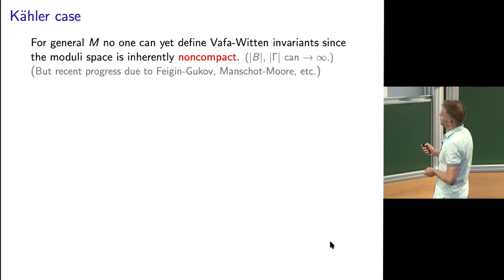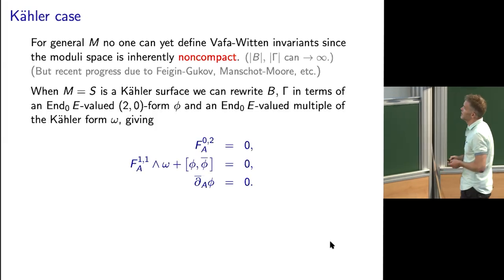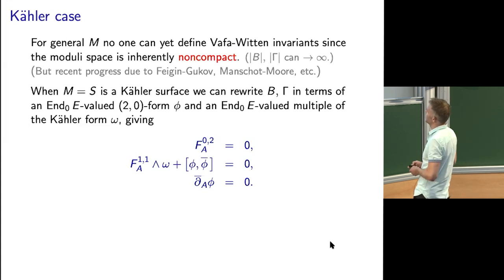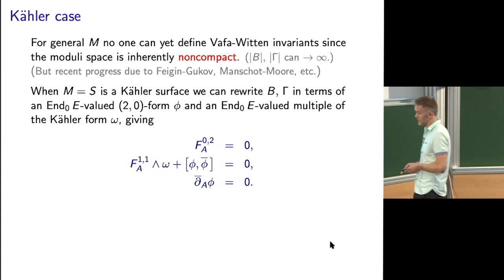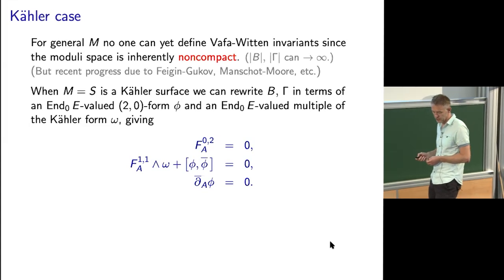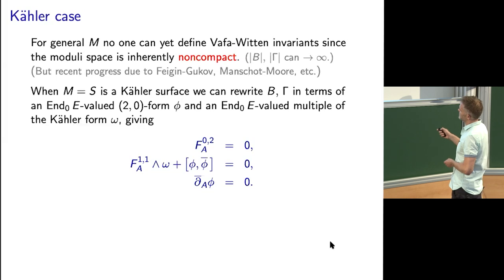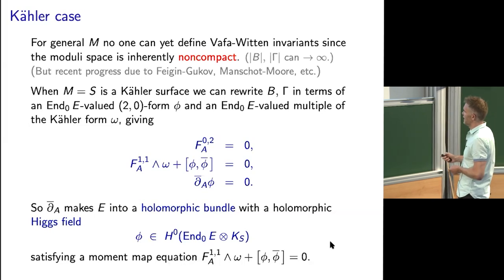And so the problem is that the moduli space is inherently non-compact. These fields can grow, and you'll see that better in the algebraic case in a minute. So from the next slide onwards, I'm going to work on a Kähler surface or an algebraic surface. I'll call it S, so that's my four-manifold. Then you can package these fields in a certain nice way using the splitting of two-forms on a Kähler surface, and you end up with these equations. This is the integrability condition, which says that your connection defines a holomorphic structure on your bundle. Then this is a moment map equation, which tells you how to fix the metric on that bundle. And then this says that your Higgs field is holomorphic. So you end up with this data.